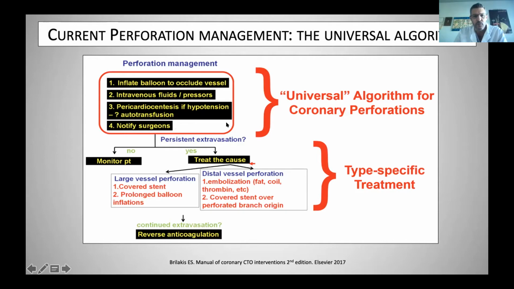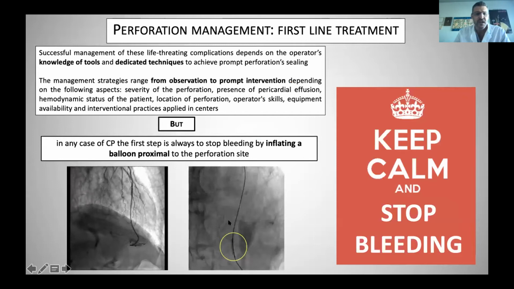After prolonged balloon inflation, in case of persistent extravasation, we have to go on with the second step, which is to treat the cause with type-specific treatment that I will show you during my presentation. Interestingly, reversal of anticoagulation should be the last step. So in each kind of complication, the first step is to inflate the balloon to stop the bleeding. So keep calm and stop the bleeding.